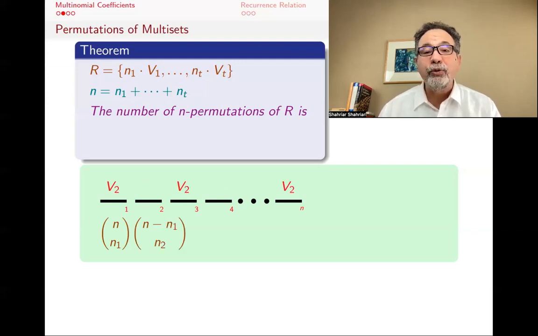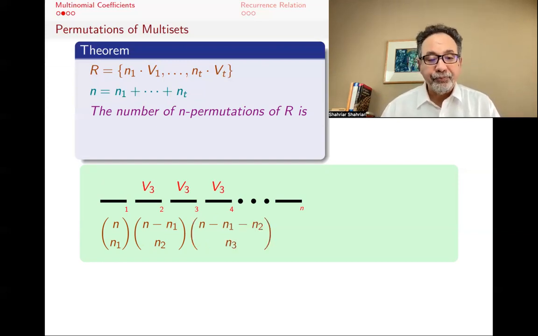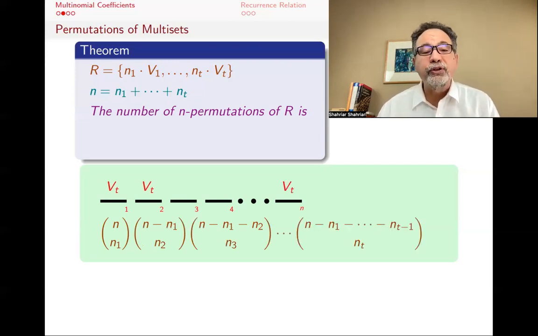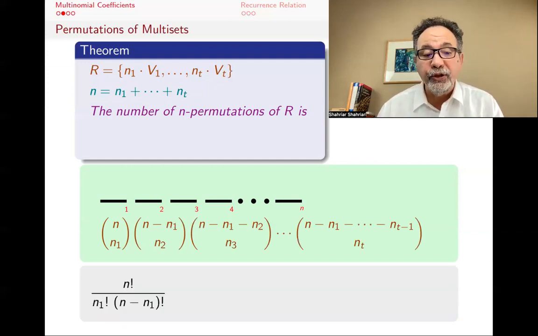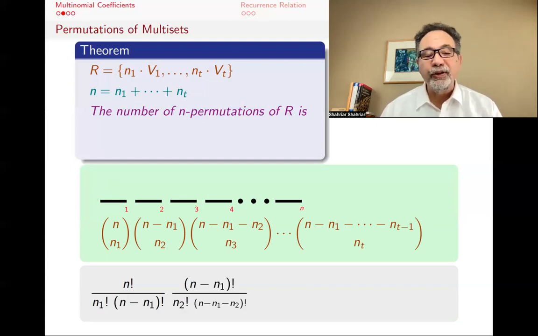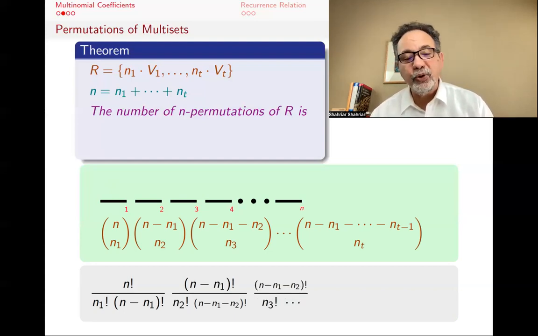Then I try to decide what to do with the v2s. For the v2s, I have n minus n1 spots left, because I've already used n1 of those spots for v1, and I need to choose n2 of them. Then for the v3s, I have n minus n1 minus n2 choose n3, and so forth till the last one. Now, if you write the formula for these binomial coefficients, again the subject of previous videos, you will get n factorial over n1 factorial times n minus n1 factorial, times n minus n1 factorial over n2 factorial times n minus n1 minus n2 factorial, and so forth.